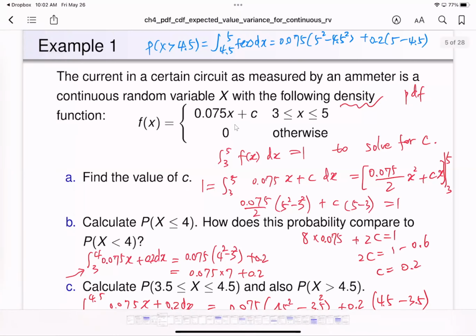So this example simply tests our knowledge about the density function. First, the parameter inside needs to satisfy that the integration of the function on the entire possible range gives us 1. And then for the probabilities, we simply integrate the density function on the interval, which gives us the probability.